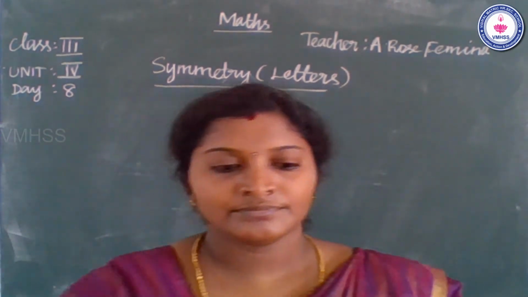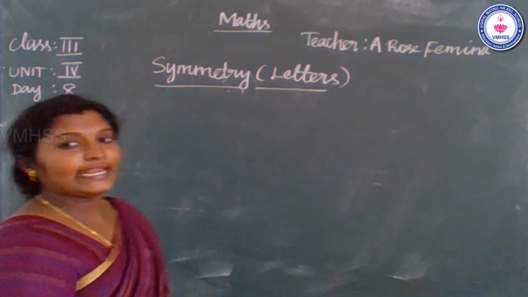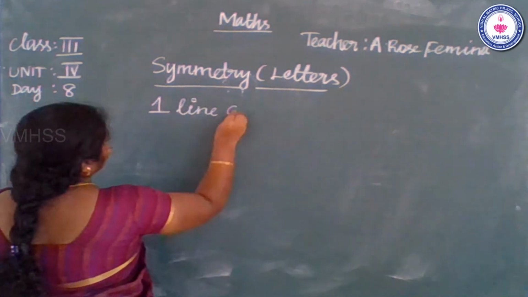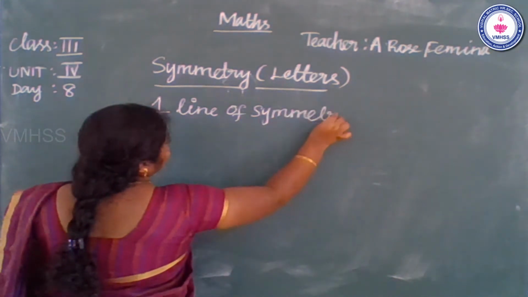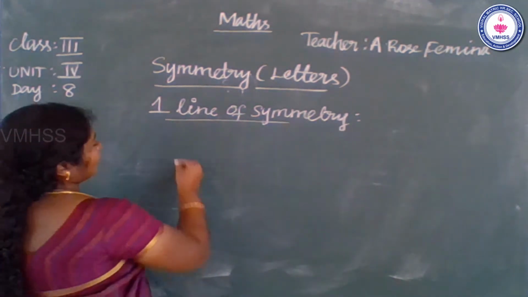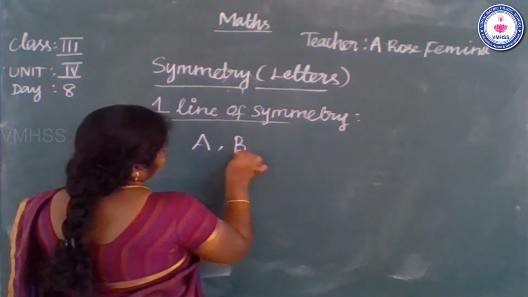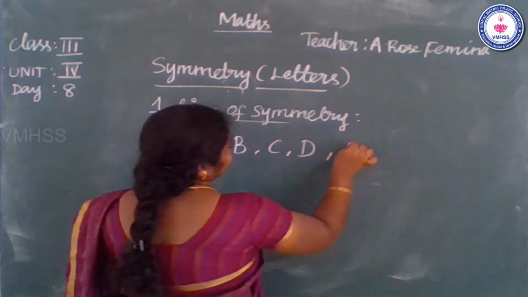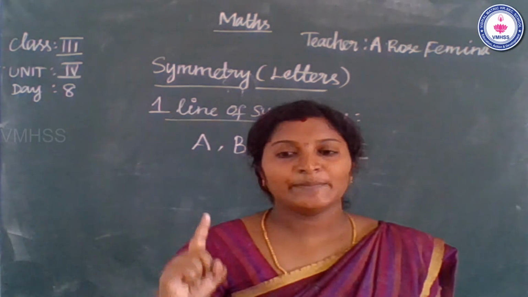Students, see the board carefully. One line of symmetry. What are the letters? The letters are A, B, C, D and E. These have one line of symmetry.